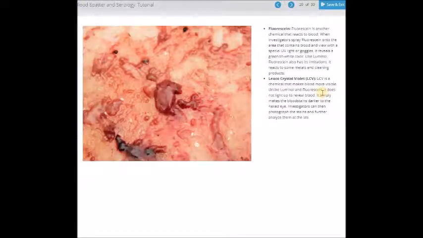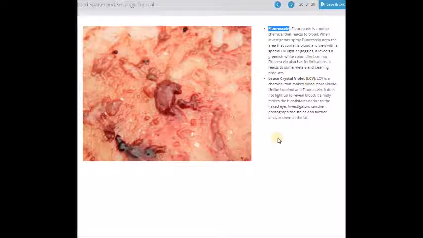And did I say there were 5? I meant 4. Fluorescein is another chemical. It reacts with blood. You spray it onto the crime scene, and then you wear ultraviolet light or goggles. It reveals a greenish white color. It has its limitations. It can react to some metals in some cleaning products. You can also damage the crime scene as well.